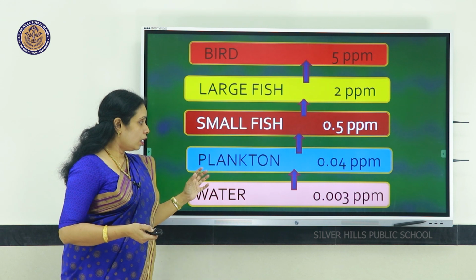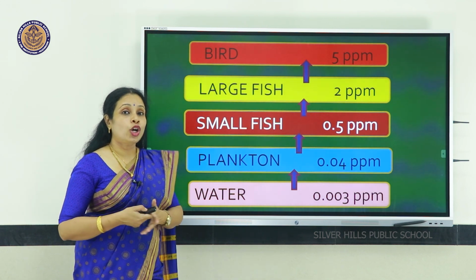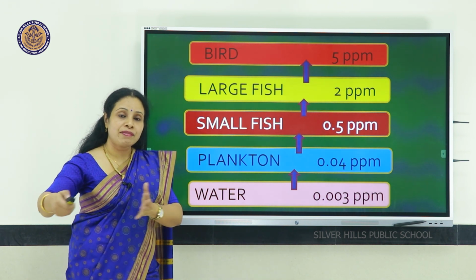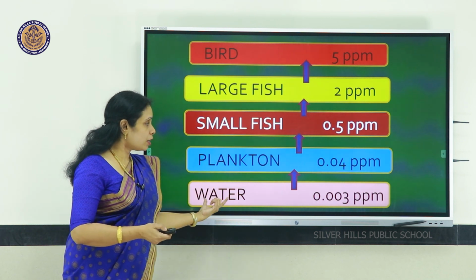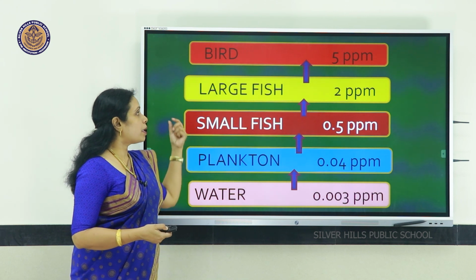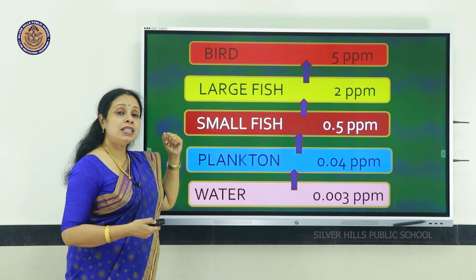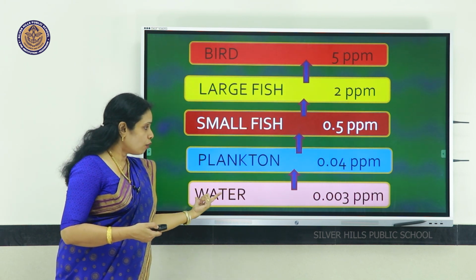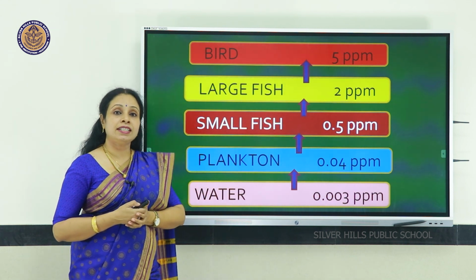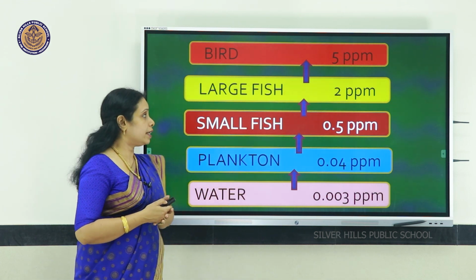Example, let's take DDT, the pesticide called DDT. So it was there in the environment and went into the water. From the water, it got into the body of plankton. These were eaten by small fish, then large fish, then eaten by birds. So look at that. Water had only 0.003 parts per million of DDT. Plankton had 0.04 parts per million.